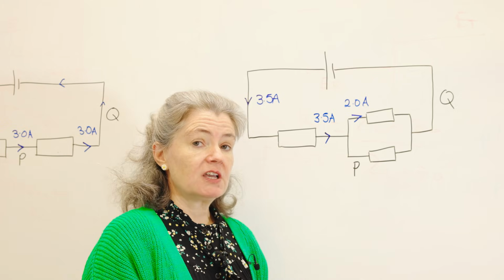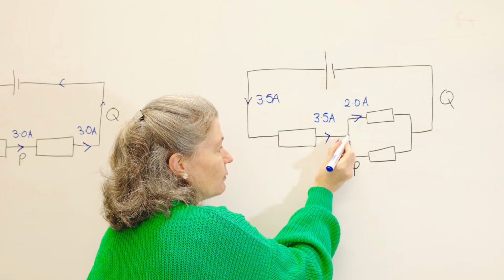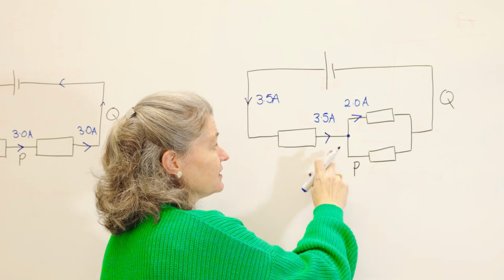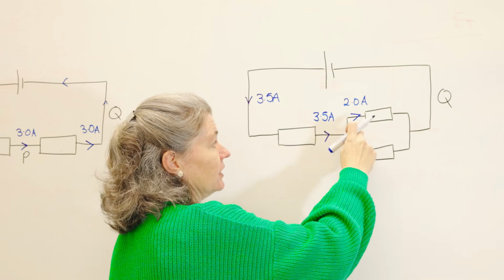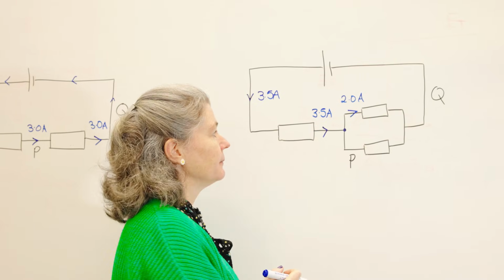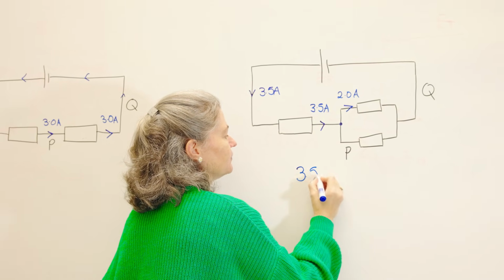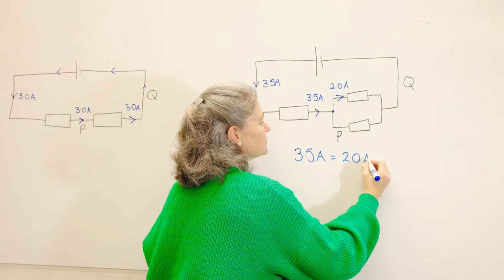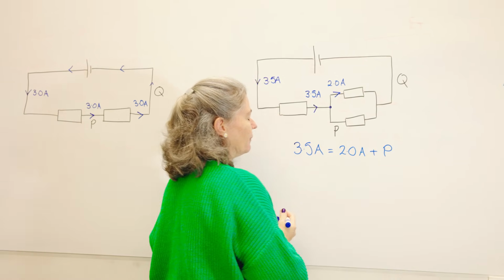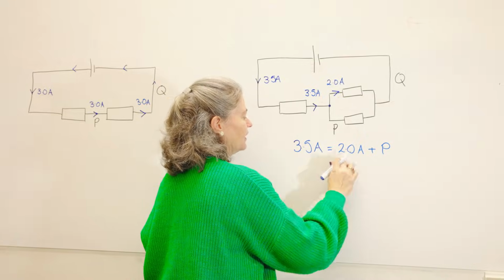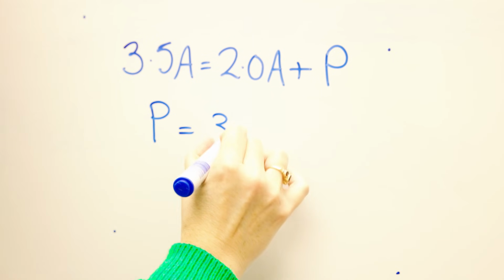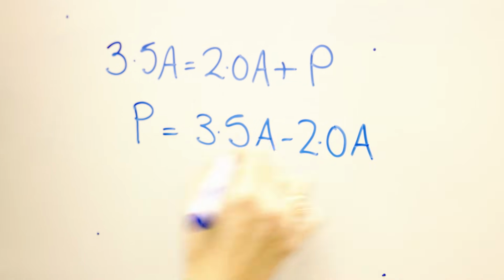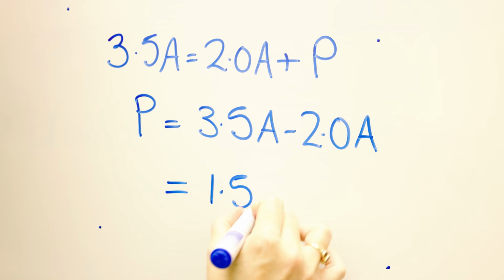But this idea of conserving charge and conserving current, when we come to a junction, this is what Kirchhoff's current law said. The sum of the currents coming into the junction must equal the sum of the currents coming out. So we have 3.5 amps coming in. That must be equal to 2.0 amps plus what we want for P. And so 3.5 minus 2.0 gives us the value of the current at P, which is 1.5 amps.